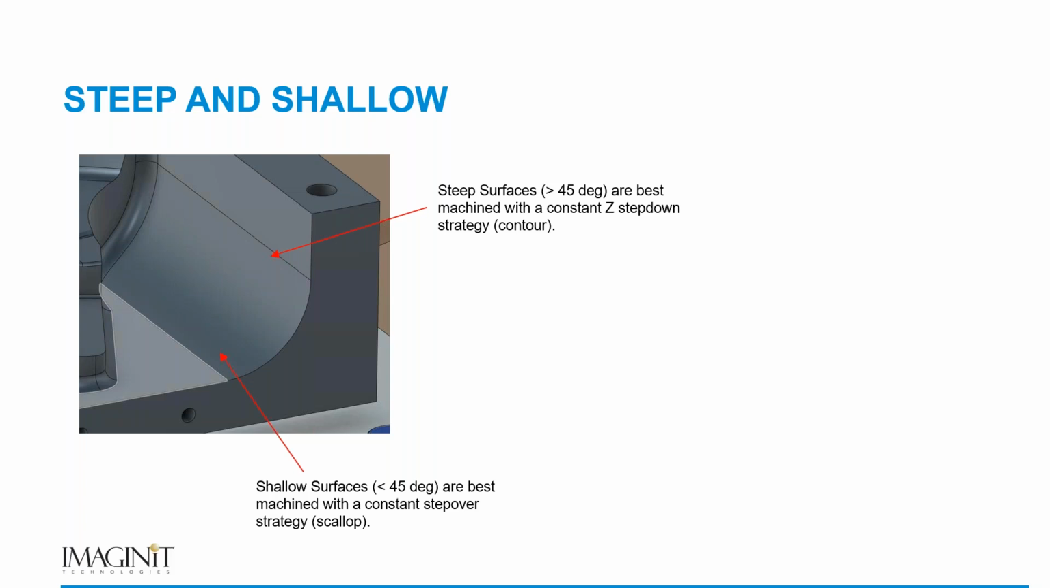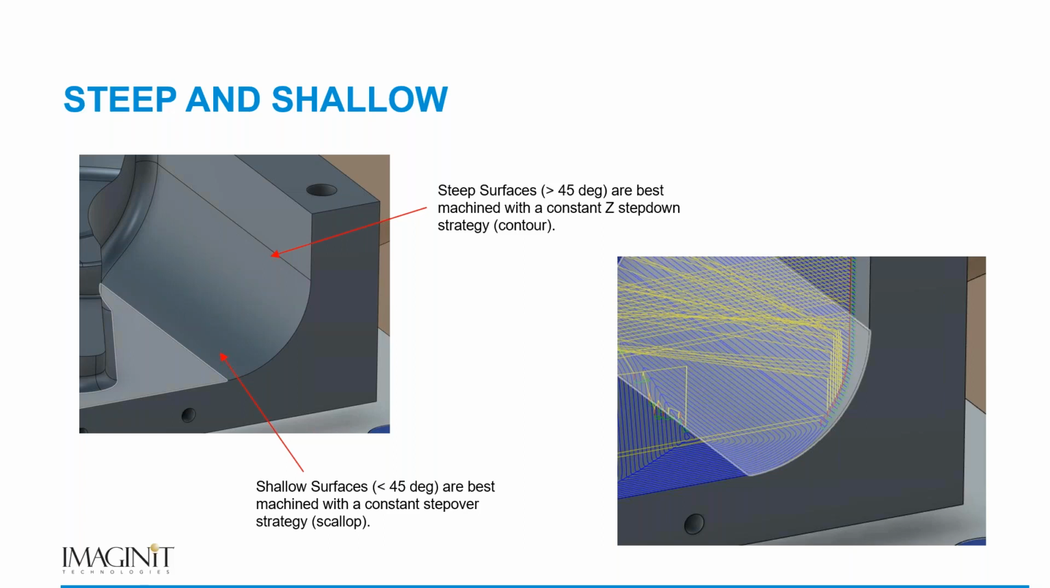So if you're familiar with those two toolpaths in Fusion or Inventor, you've got contour for your Z step down. So it's going to step down with a constant Z. Scallop steps over with a constant step over value, and it's great for doing shallow surfaces. So if you compare these two side by side, you'll notice as you come down the wall, you've got that constant Z step down.